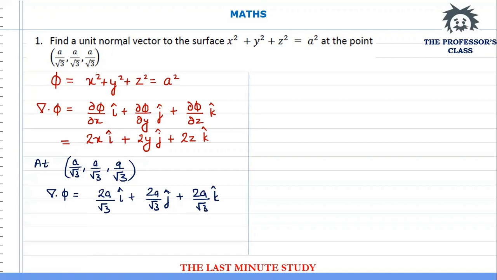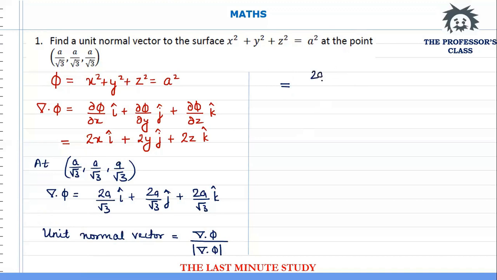Now I need to find the unit normal vector. To calculate the unit normal vector, we need to use the magnitude of this normal vector. So we can write it as del phi over mod of del phi. Now to find the magnitude of any vector, we take the square of individual terms of the vector, add them up, and then put them inside a single under root.